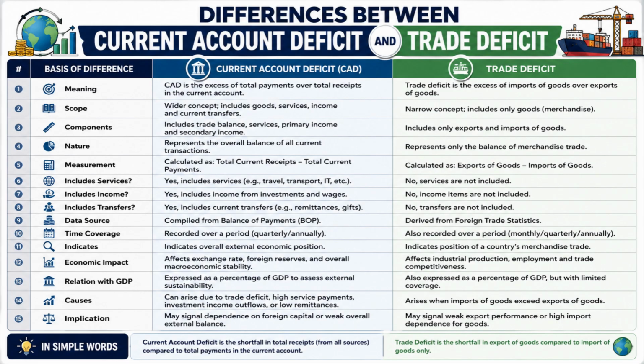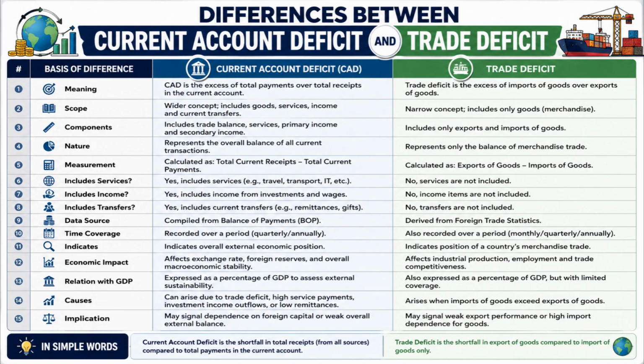Number 11. Current account deficit affects exchange rates, foreign reserves, and economic stability, whereas trade deficit mainly affects industrial production, employment, and trade competitiveness. Number 12. Current account deficit is usually expressed as a percentage of GDP to measure external sustainability, whereas trade deficit can also be expressed as a percentage of GDP but covers a limited area.